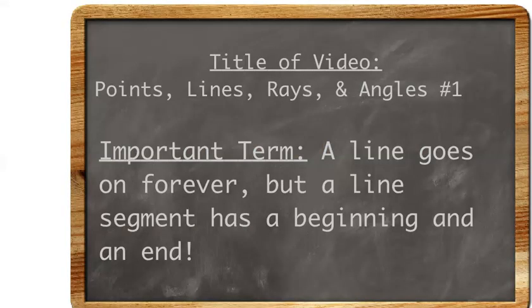Okay, dogs are out. At the top of your page where it says title of video, you need to write points, lines, rays, and angles number 1. Below that where it says important term or definition, you need to write a line goes on forever, but a line segment has a beginning and an end. When you get that written down, come on back and we'll get going.